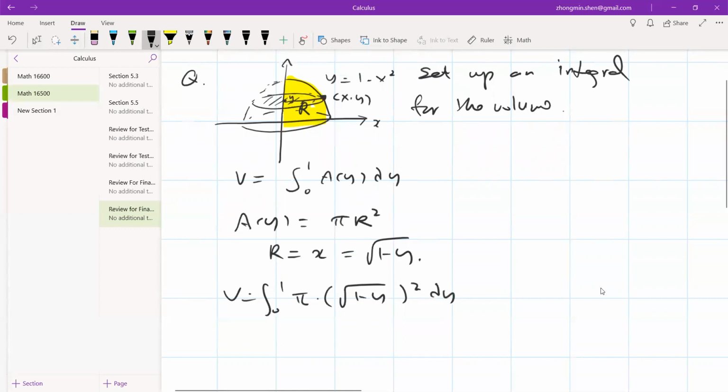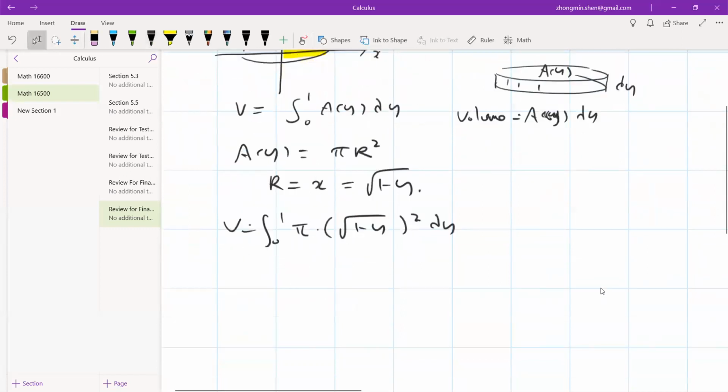Yeah, the meaning of A(y) times dy is that slice, the thickness. Yeah, that's a slice. That's a dy. So that's the meaning here. A(y) and dy, that's the volume of this A(y) times dy. So that is the volume of that slice. Okay. And then you get them together, you get the total volume.